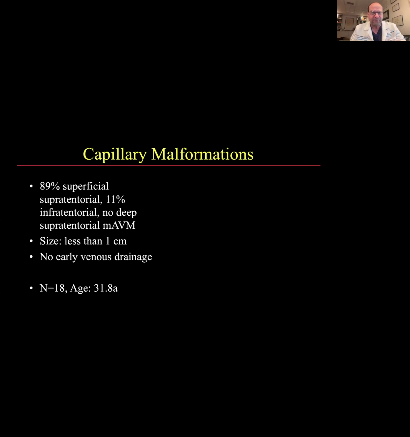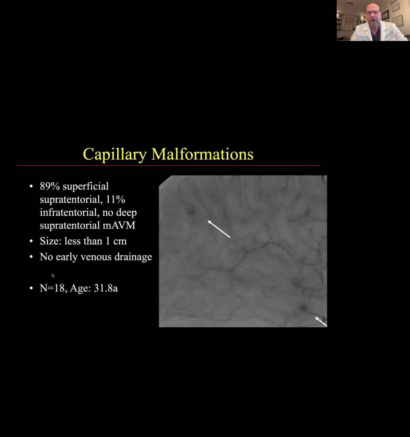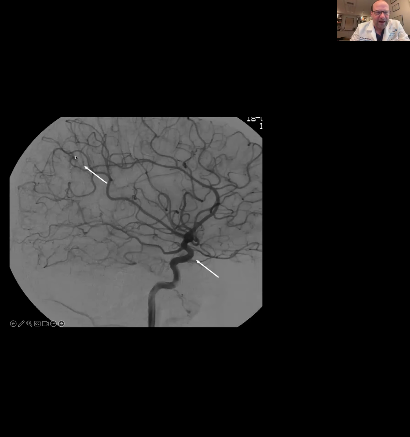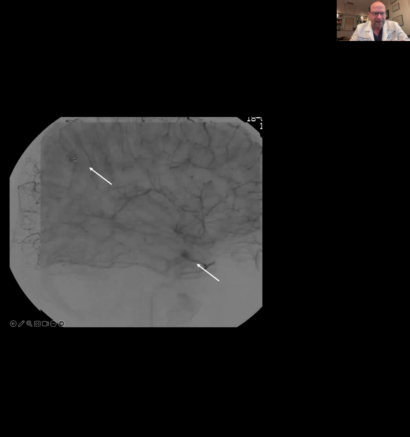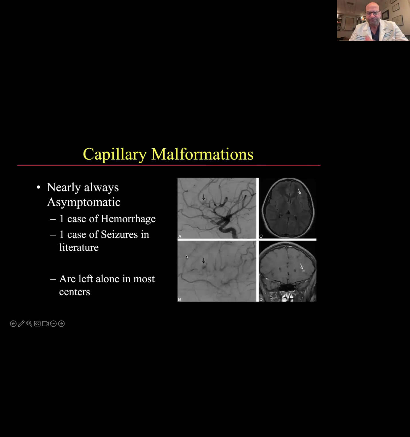And there's one patient described in the literature who had a hemorrhage. And I'm still not 100% sure whether this was the case because these are not shunting lesions. You see just a tangle of vessels, but no early venous drainage within these capillary malformations. They are always small, and because they are asymptomatic, we see them very late in life. So here you can see, and you really have to look very carefully, there is a capillary malformation right there, but no early venous drainage. Another example right there, no early venous drainage.